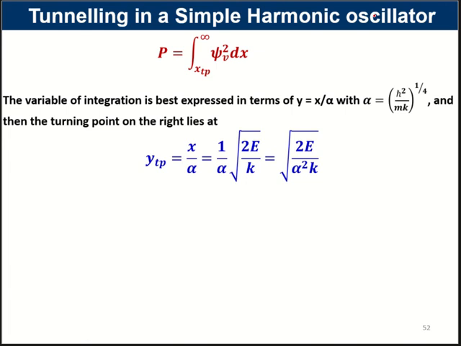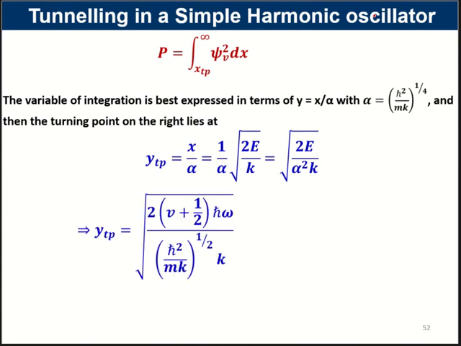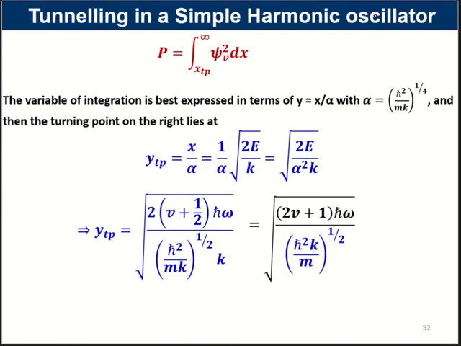So here you are taking into account the mass and the k. So we are defining the turning point now in terms of total energy, k and alpha, which involves mass. So y_tp, putting in the value of energy, v plus half h cross, you can further get this value. So this is the final expression, and further simplification.